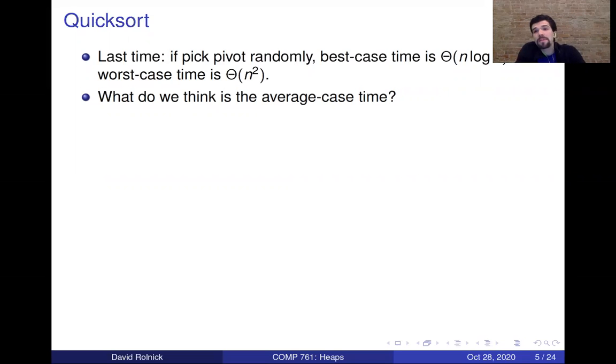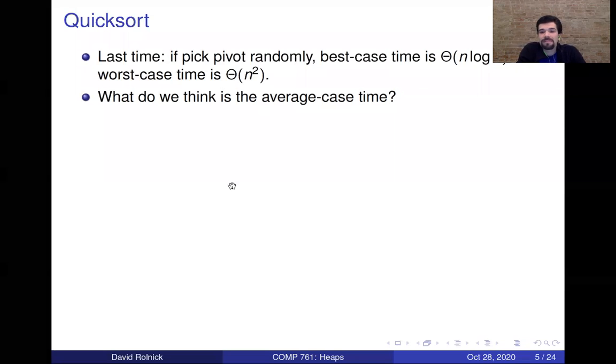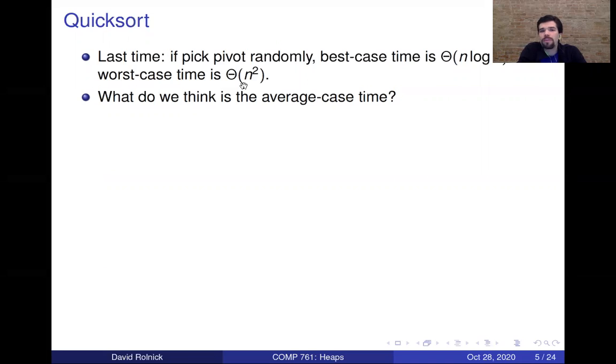Okay, so maybe it's either n log n or n squared. If it were literally the average of the two, then what would it be? Yeah, it would be n squared because the n squared would just dominate. Okay, so let's see.